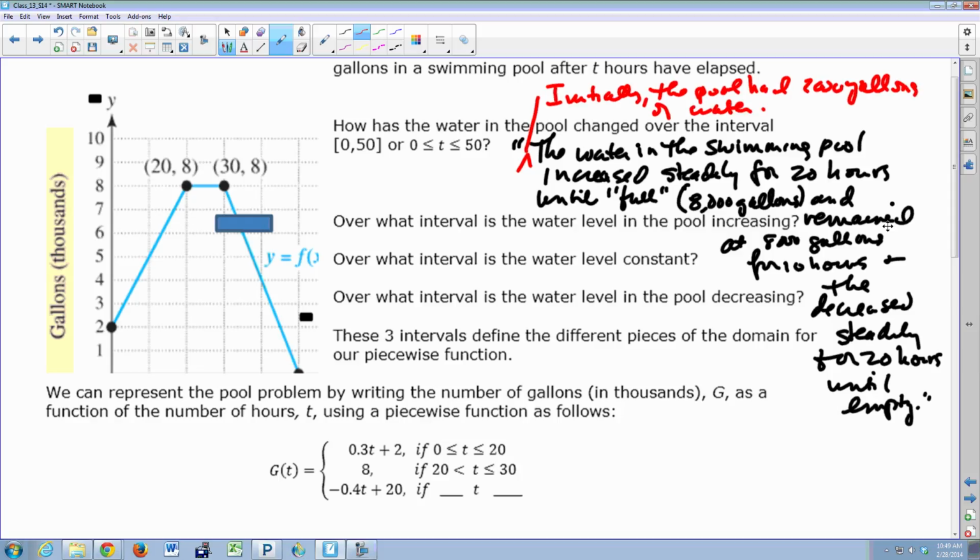Okay, and then the water in the swimming pool. Now this is very interesting, this word that Chris used in two places, increase steadily and decrease steadily. Why did he use the word increase? Well, we can see why he used increase, because the line is moving upward as we move from left to right. Why did he use the word steadily?